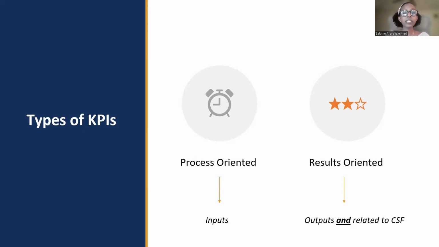Whereas results oriented, they really focus on the outputs to a process and are related to critical success factors, which we'll dive into in the next slide. But an example of this might be using customer complaints to drive changes in your organization. And so these two are really good ways for you to distinguish between KPIs and building them into your strategic plan. But oftentimes you'll probably find yourself using results-oriented KPIs.